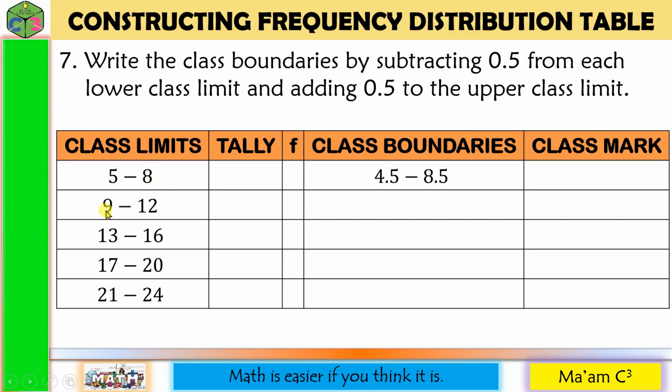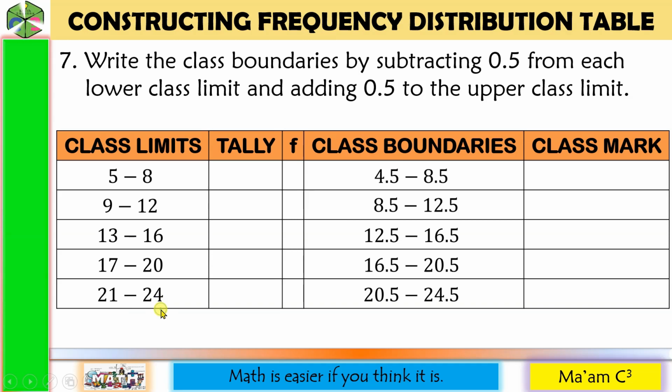So here, lower class limit, 9 minus 0.5 is 8.5. Upper class limit, 12 plus 0.5 is 12.5. 13 minus 0.5 is 12.5. 16 plus 0.5 is 16.5. 17 minus 0.5 is 16.5. 20 plus 0.5 is 20.5. 21 minus 0.5 is 20.5. 24 plus 0.5 is 24.5. We now have our class boundaries.